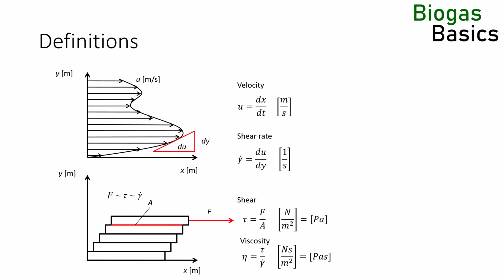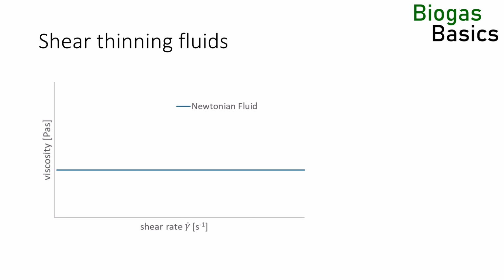The viscosity is the derivative of the shear normal to the velocity of the layer. It can be written as tau over gamma dot. Now that we have defined velocity, shear rate, shear and viscosity, we can look into the viscosity of digestate. The first thing that should be noted about the viscosity of digestate is that it is not a constant, i.e., digestate is not a Newtonian fluid.